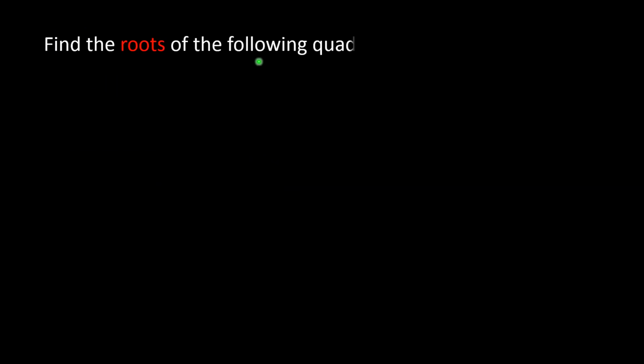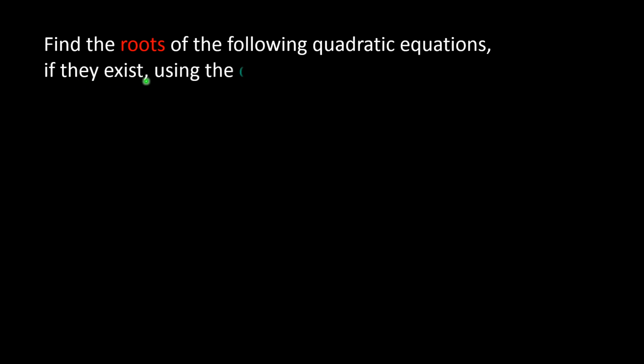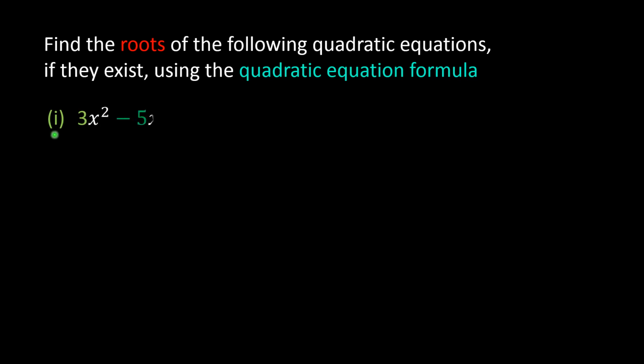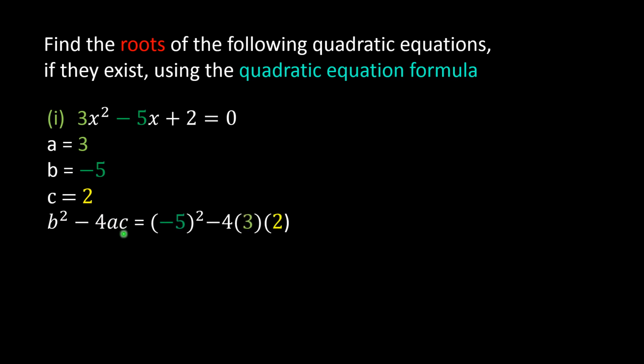Find the roots of the following quadratic equations if they exist using the quadratic equation formula. Number 1. 3x squared minus 5x plus 2 equals 0. We will write the values of a, b and c. We have a is 3, b is minus 5, c is 2. Now we will find out b squared minus 4ac, which is our discriminant.